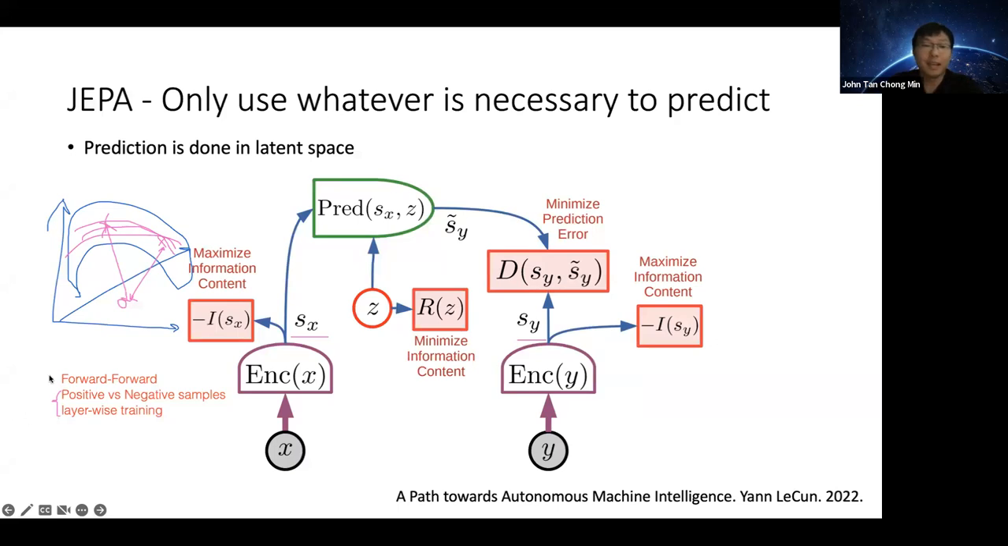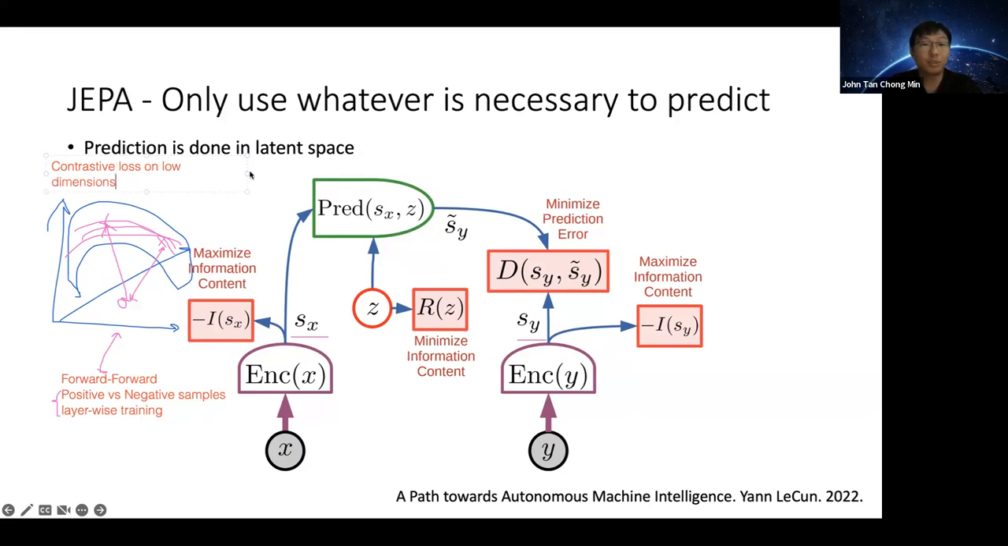I'm not saying that this is a bad architecture. I'm just saying that this is related to contrastive loss. And if we cannot get contrastive loss to work for high dimensions, then this might be bad. But the other approach is you can do contrastive loss on low dimensions.